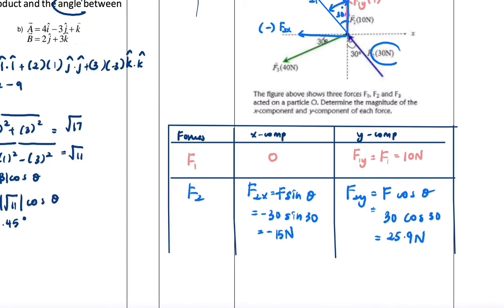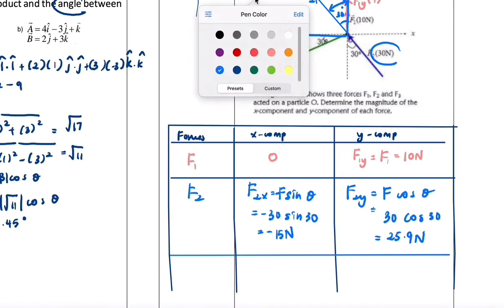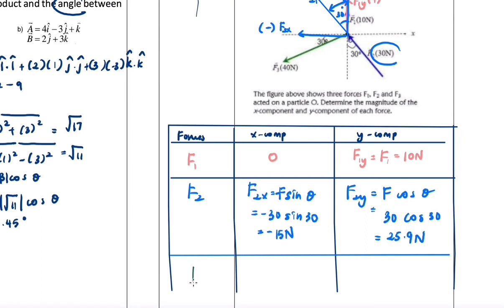Okey, dah siap untuk vektor yang kedua. Our final one, ada lagi satu vektor sebenarnya kat situ. One more. Ini kita guna warna hijau pula lah. So we use green, so this one is going to be F3.